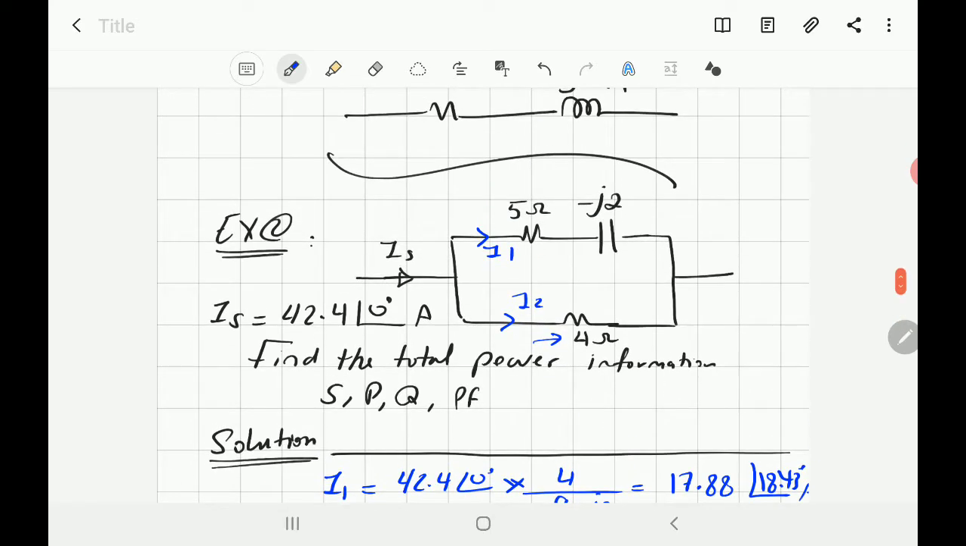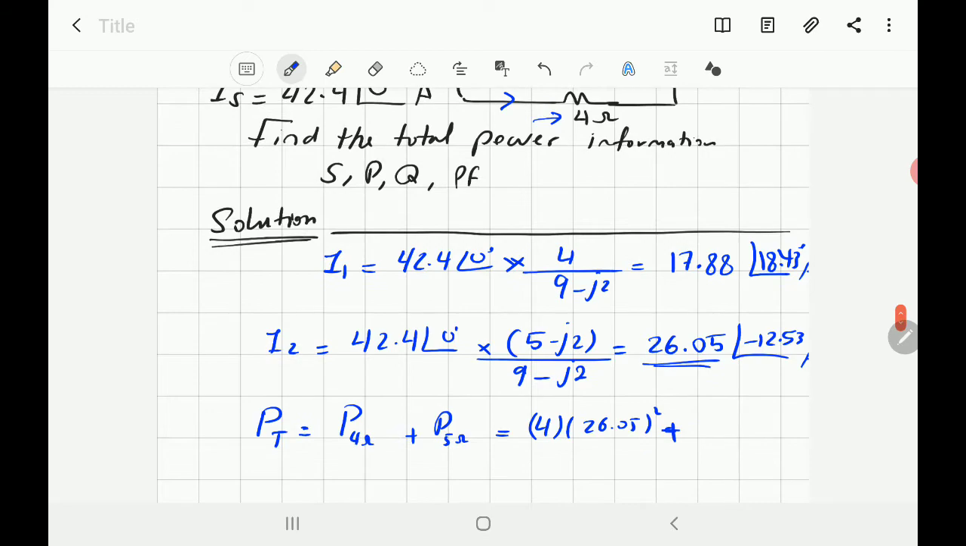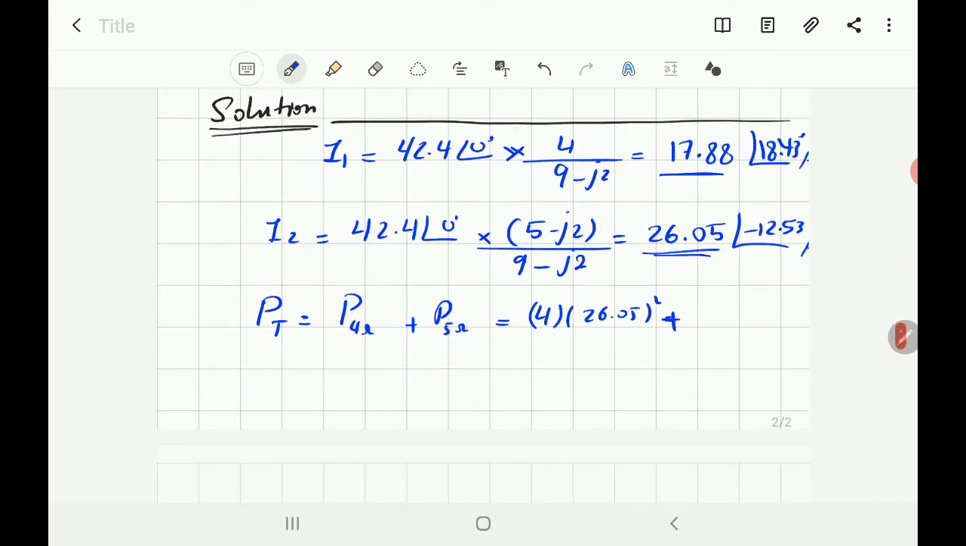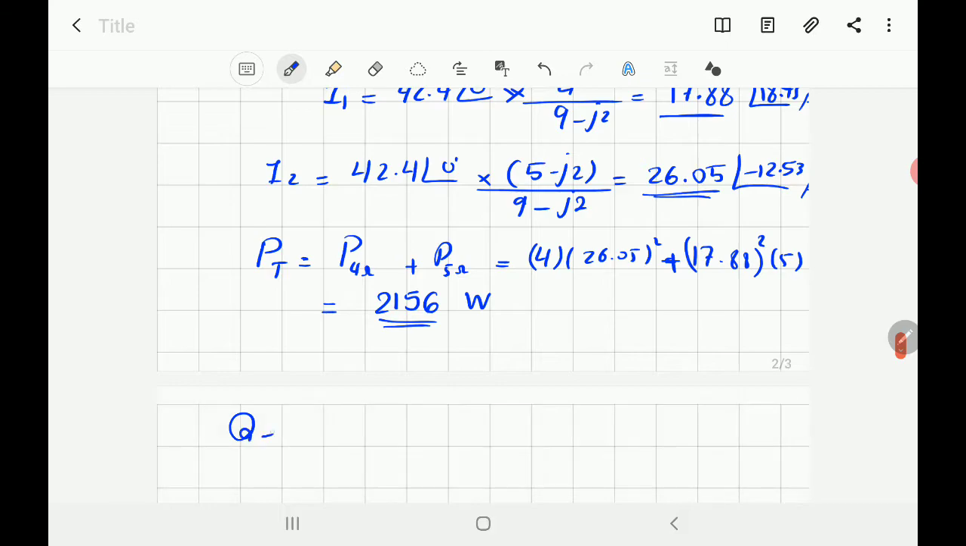Power consumed by the 5 ohm will be 5 times I1 squared. You get the I1 magnitude, which is equal to 17.88 squared times 5 ohm. And then you add them, and you get the total power equal to 2156 watt.